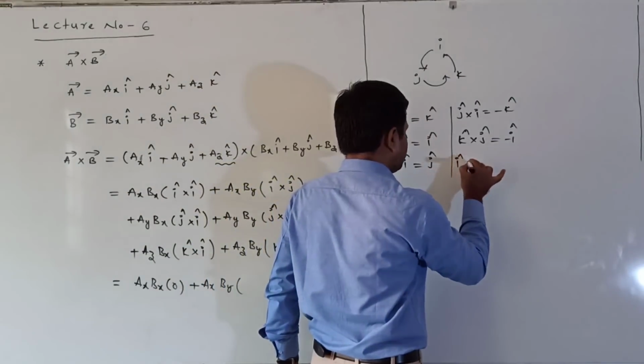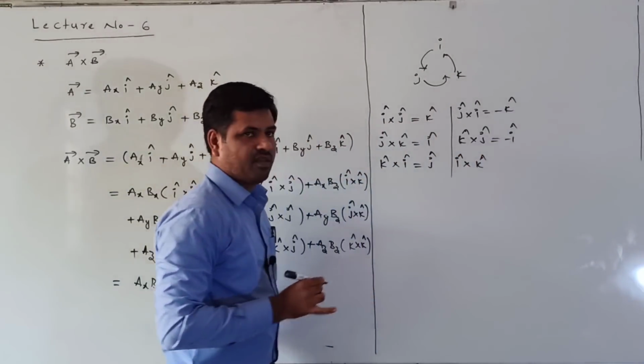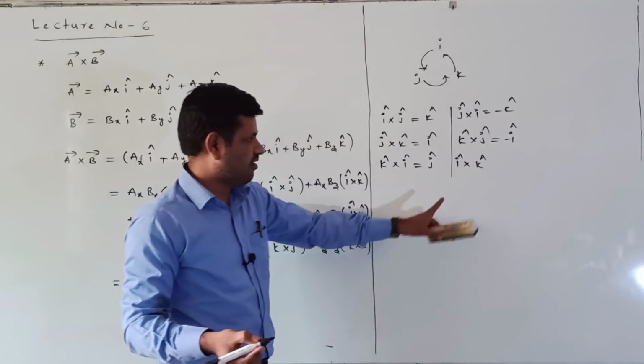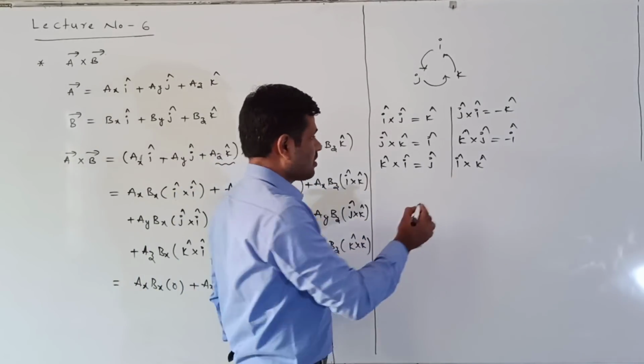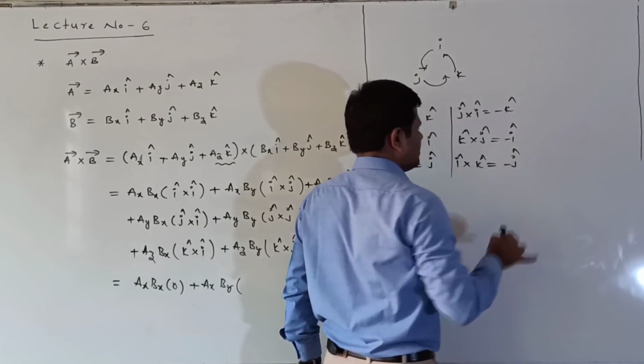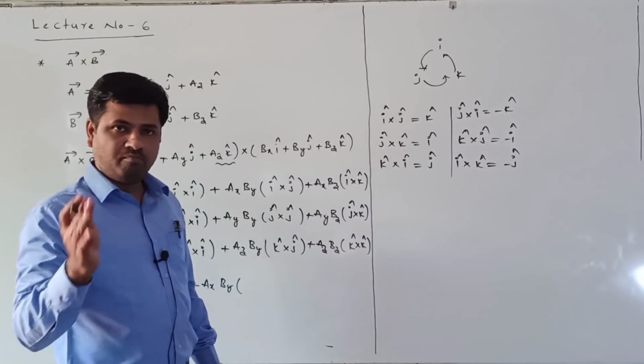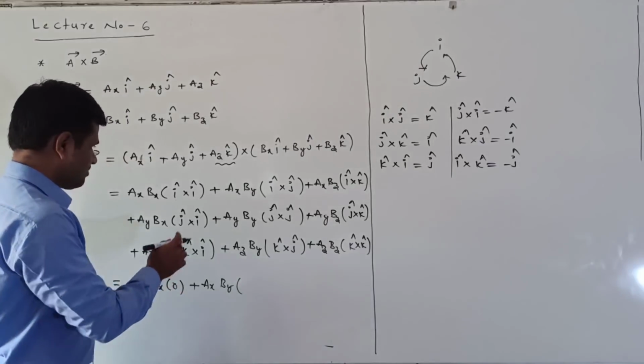Next, I cap cross K cap. This is also not in the order. Not in the order means I after J. Actually I after what is coming? J. But I after we are multiplying with K. So what is coming here? Minus J. When order is there, plus. When the order is not there, minus. We can remember like this.